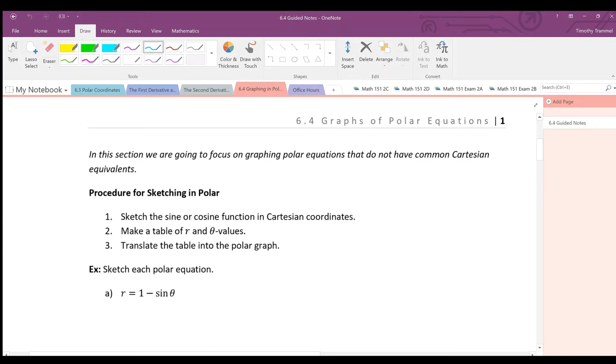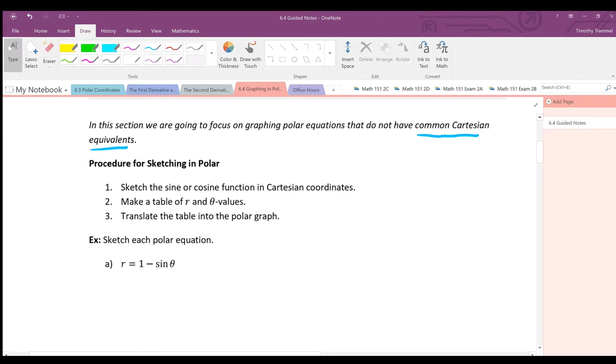Today we're going to cover section 6.4, graphs of polar equations. Our primary focus is going to be on graphing equations that don't have common Cartesian equivalents. Last time we talked about circles, lines, stuff we were already familiar with. Those things could also be written in polar coordinates.